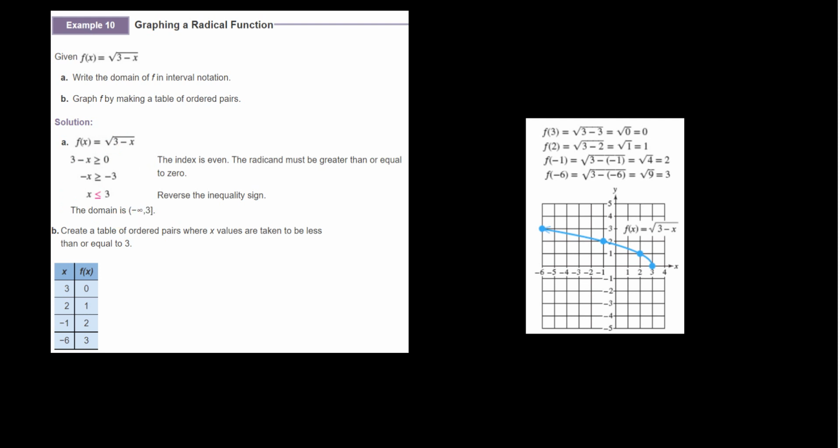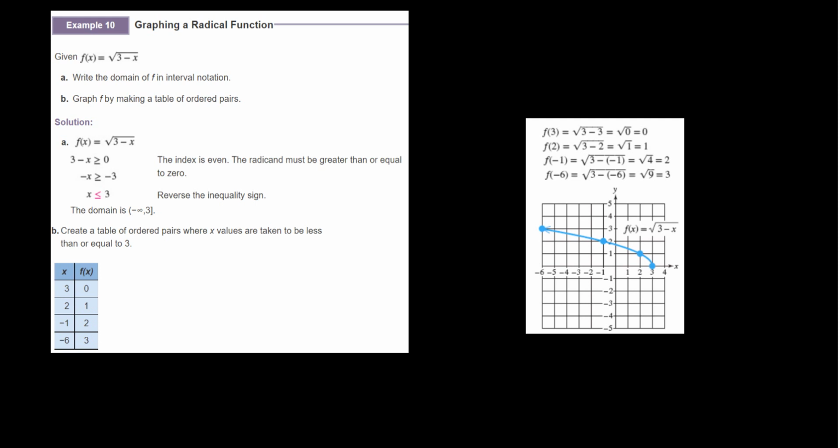And then if we wanted to graph it, we can simply create ordered pairs, and we just plug x values into our function. So if we plug in a 3, well, 3 minus 3 is 0, the square root of 0 is 0. We plug in a 2, 3 minus 2 is 1, the square root of 1 is 1, and so forth. And then we can end up graphing our function. All it is is creating a table. What do I plug into my function? What do I get out of my function? And then these are my points, and I proceed to graph.